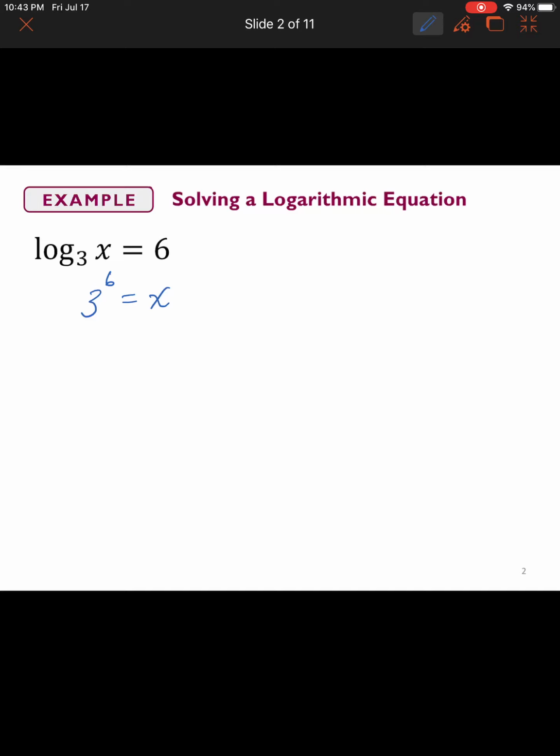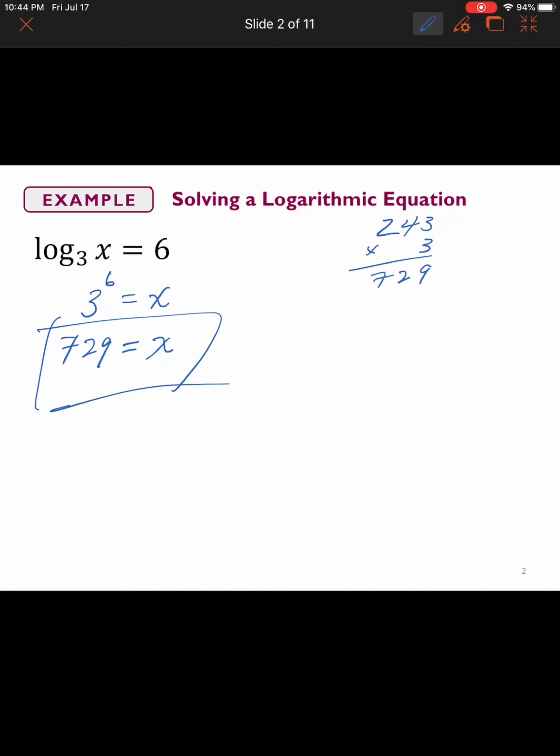3 to the 6 is something. 81 times 3 would be 243. That's 3 to the 5th, I think. And then 243 times 3, I think it's like 729 or something. I don't have my calculator on me, so let me just do a quick little multiplication. We have 9, we have 2, we have 7. Alright, 729 equals x. Alright, let's keep rolling.